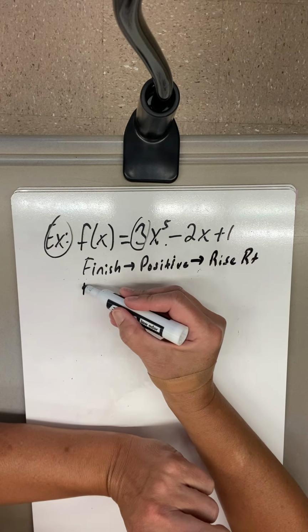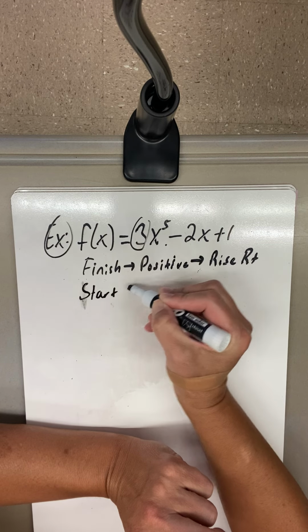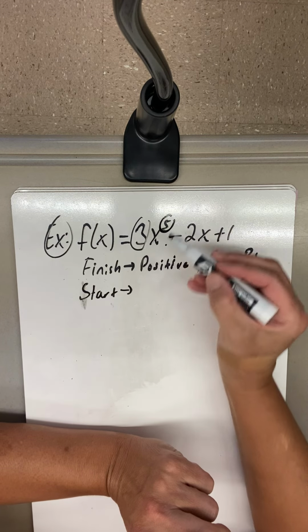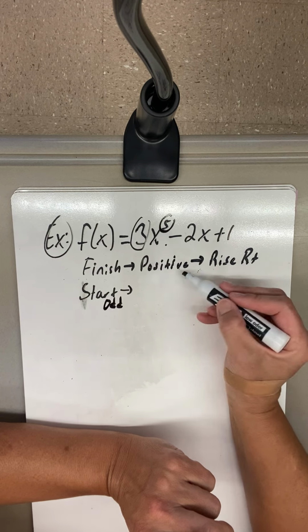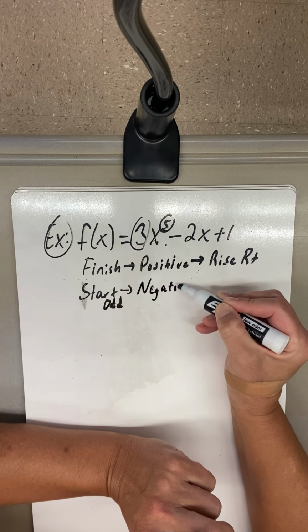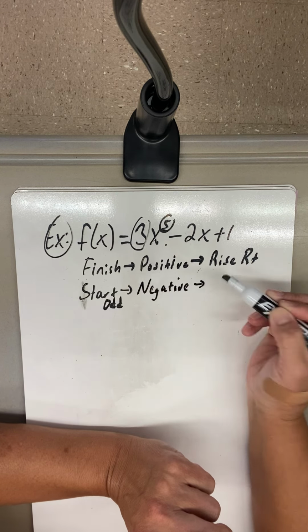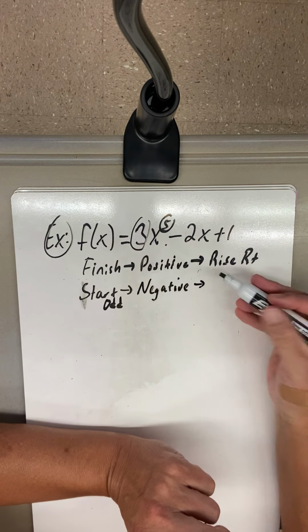All right, how we start, we're going to look at the degree. Our degree is 5. 5 is odd. Odd means opposite. So what's the opposite of positive? Well, negative. So we're going to start negative. Now, what does starting negative mean? It means on the left side of the graph, it's starting down low. So that means you're going to fall to the left.